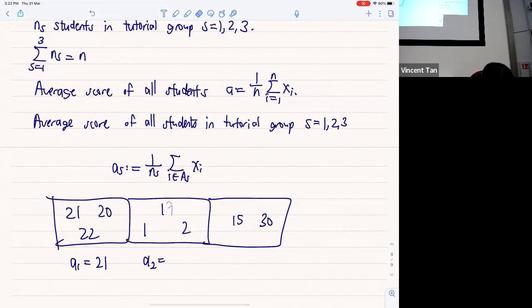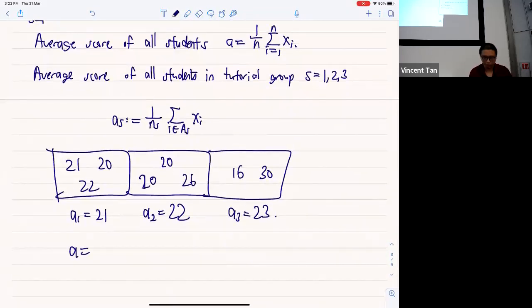maybe I make it simple for myself. 20, 20, 26. Then I know it's 22. And here let me make it easy for myself. A3 is equal to 23. Understand? So those are the tutorial averages, the averages of the scores of the students in each tutorial group. And then there's a total, there's an A, which you have to add up these 7 numbers and divide. I'm not going to do that because I cannot do that in my head. So those are the average scores of the students in tutorial group S.